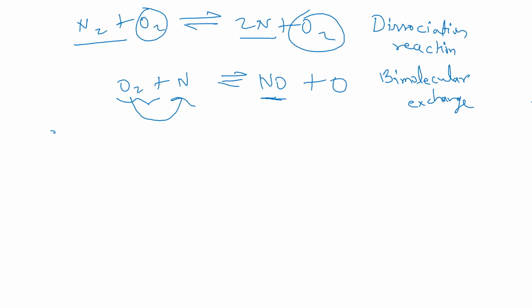Next reaction is N plus O will give NO+ plus e-. One thing you can see, N and O are combined, so this is recombination. But this is not NO, this is NO+, and there is one electron also. So the ionization of NO is happening. Both ionization and recombination are happening. So this is dissociative recombination.